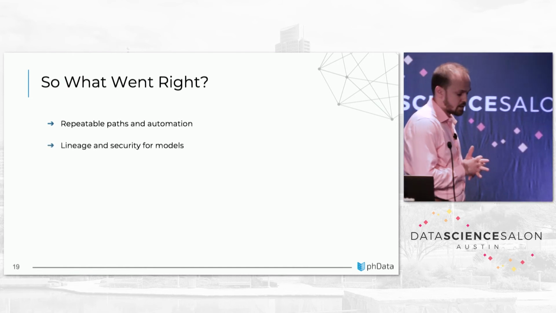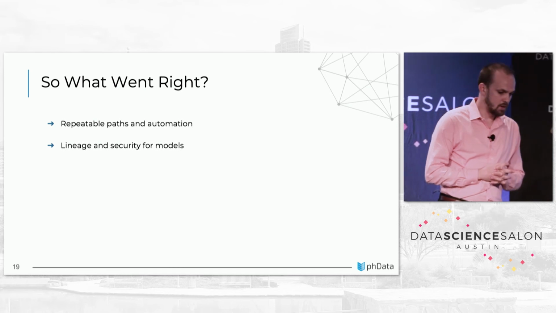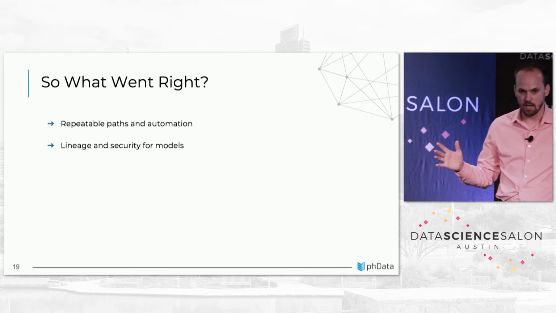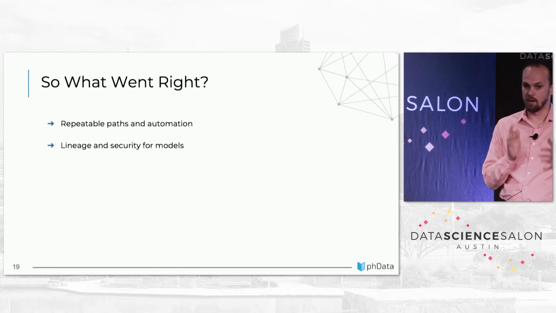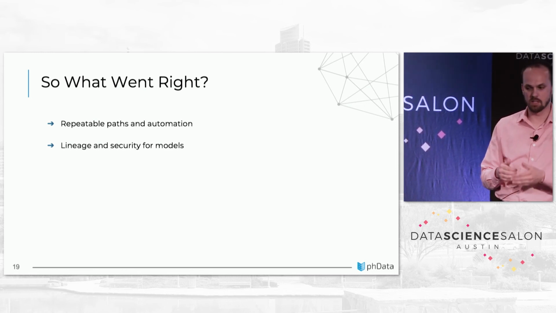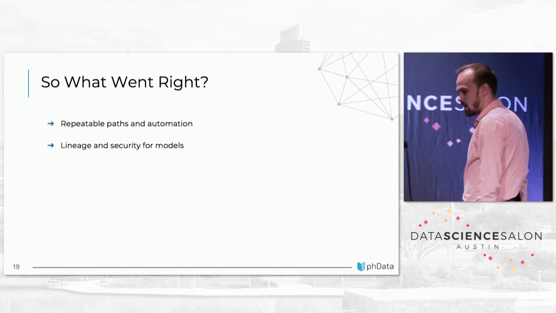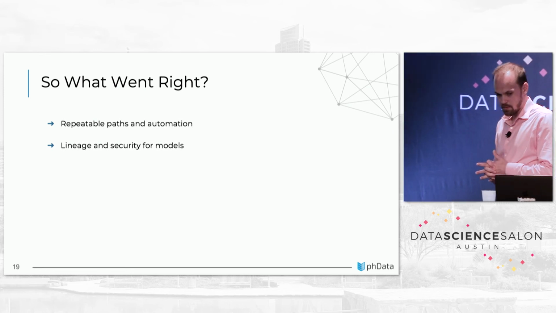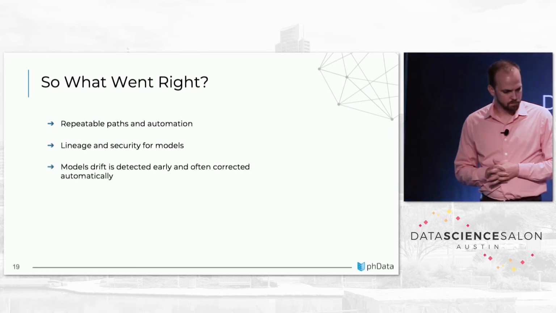Next, we have lineage and security. And so, any auditor can come in at any point in time and say, this is exactly how this model was produced. I have the source data that was used to train. I have the testing snapshot, et cetera. And that's all very well documented, and security as well.